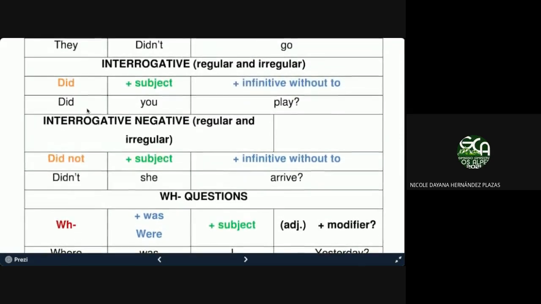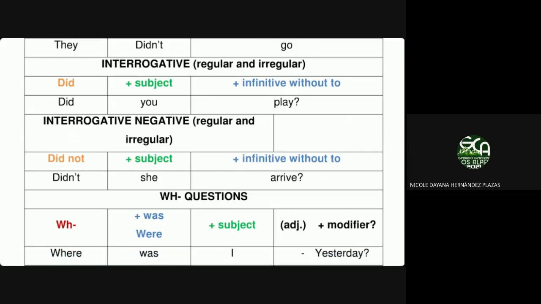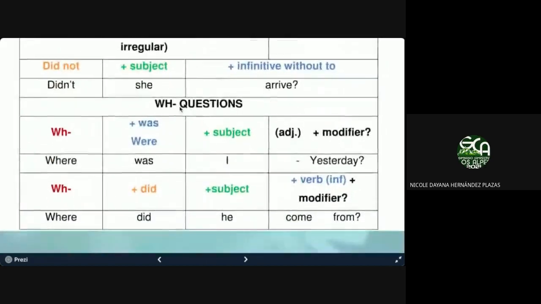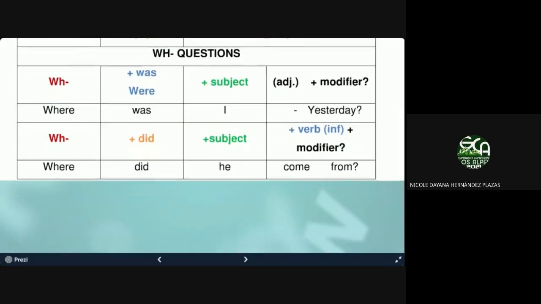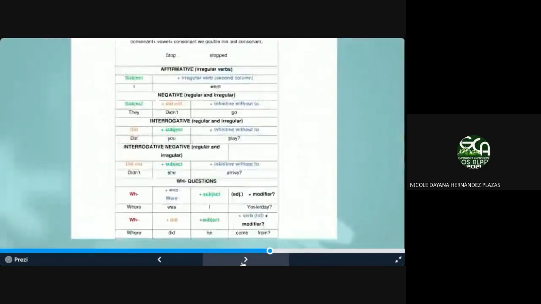Mira. Did you play? Did she study? Cambiaste el orden. En lugar de decir she studied, vas a decir did she. O en lugar de decir she didn't study, vas a decir did she study. Vas a empezar con tu auxiliar. Menos con el verbo to be, porque el verbo to be no utiliza el did. Es was or were. Where was I yesterday? And that's it. You have to change the order.